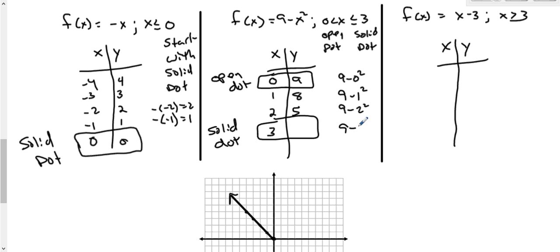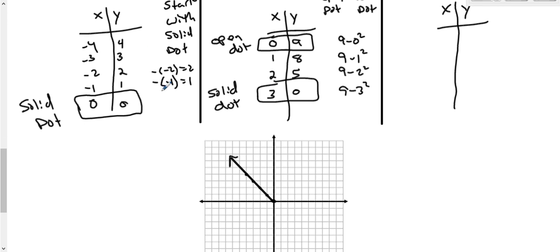9 minus 3 squared, 3 squared is 9. Here's where 9 minus 9 will be 0. When I go to plot these, I get 0, 9. Let's see, 1, 2, 3, 4, 5, 6, 7, 8, 9. Okay, just barely enough. I get 1, 8, 2, 5, and 3, 0 is a solid dot.